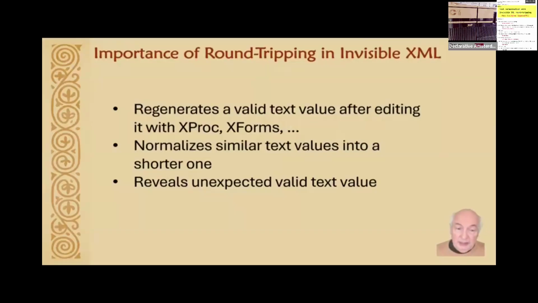Let's have in mind that there are many possible similar text values which might generate a shorter one, let's say a normalized value. And also what's interesting about roundtripping is that it might reveal unexpected text values which are valid for this grammar, but that the author might ignore.